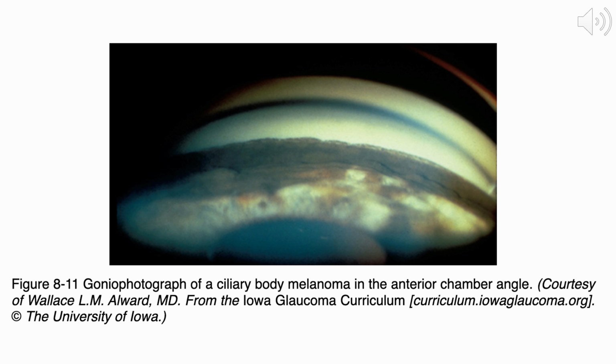This image shows a gonioscopy view of a ciliary body melanoma extending into the anterior chamber angle. You can see a pigmented, irregular mass occupying the angle structures, which is a classic finding in this type of tumor. Ciliary body melanomas can cause elevated intraocular pressure through direct invasion of the trabecular meshwork, leading to impaired aqueous outflow. Recognizing this appearance is critical because prompt diagnosis not only guides glaucoma management, but also influences systemic evaluation and tumor treatment planning.